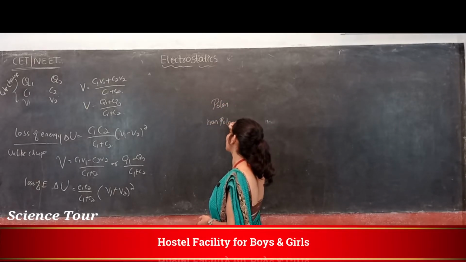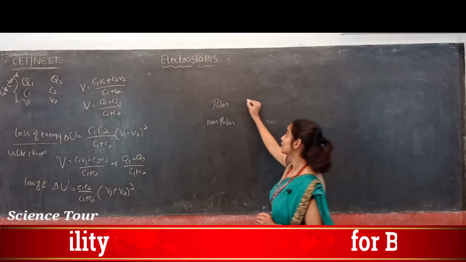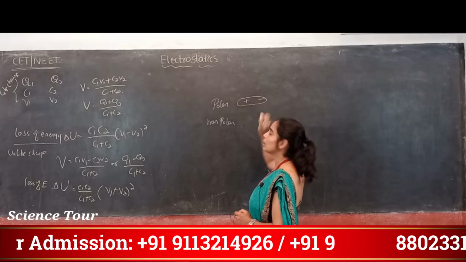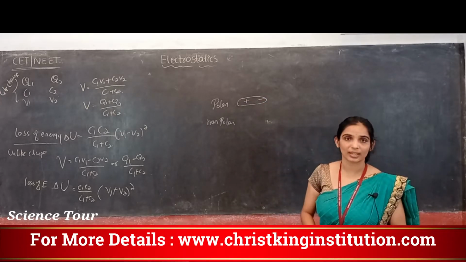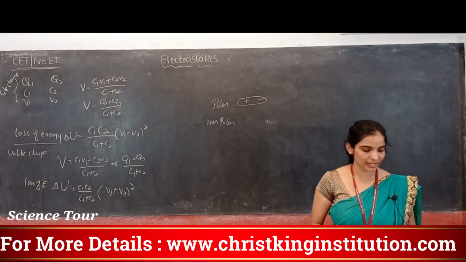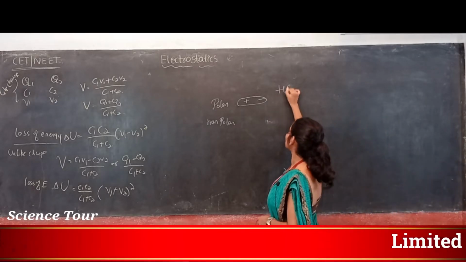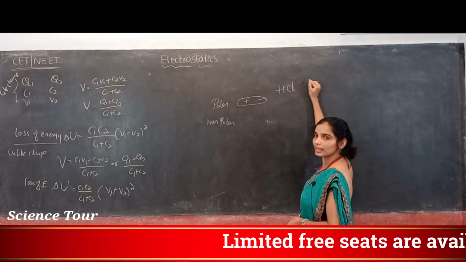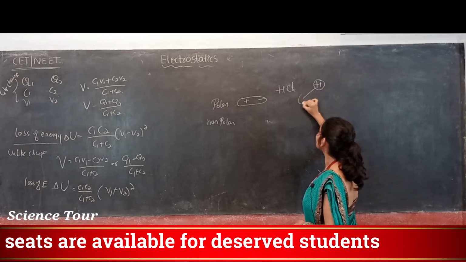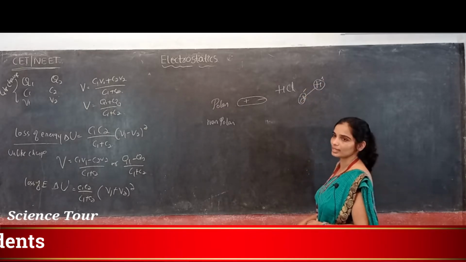What is polar? In polar molecules, the positive and negative charges don't coincide. The positive charge and negative charge of the molecule don't coincide. Example, for a polar molecule, HCl, they don't coincide. How does the HCl molecule look? Hydrogen and Cl. Cl minus, H plus, they don't coincide, right?